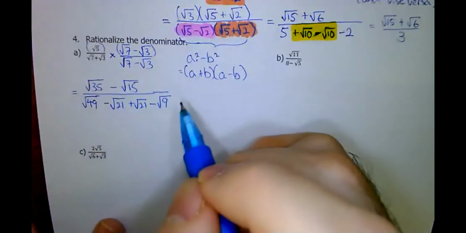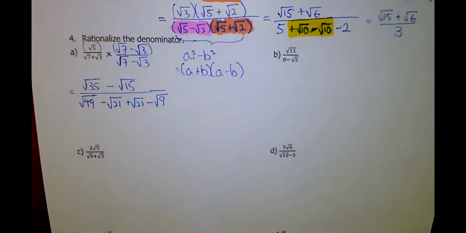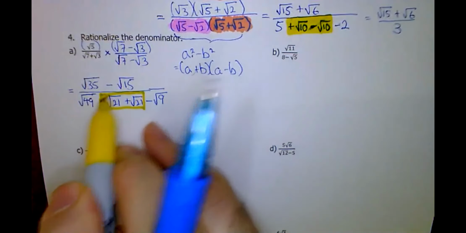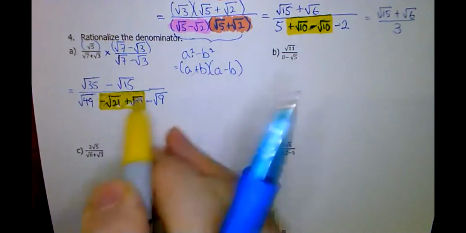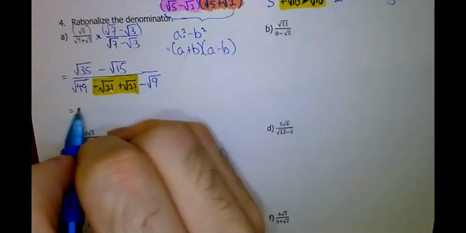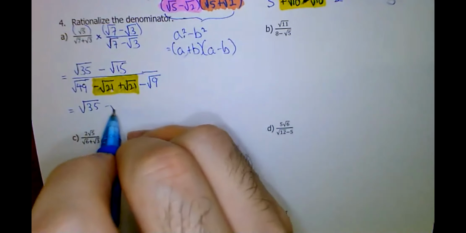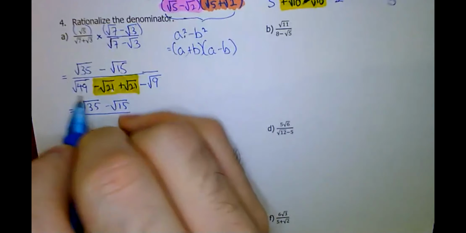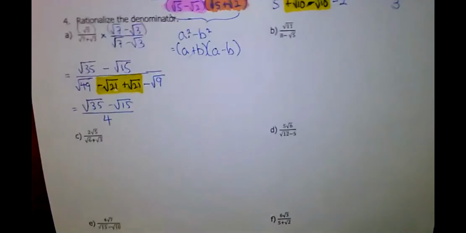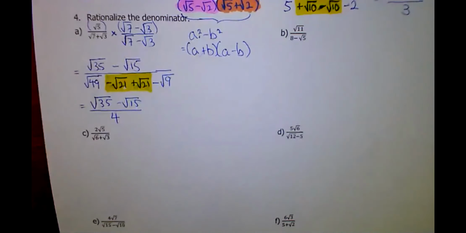Yes. Good. And just to prove a point, I intentionally wrote everything. So that cancels out. My final answer is root 35 minus root 15 over 7 minus 3. And you have successfully rationalized the denominator.